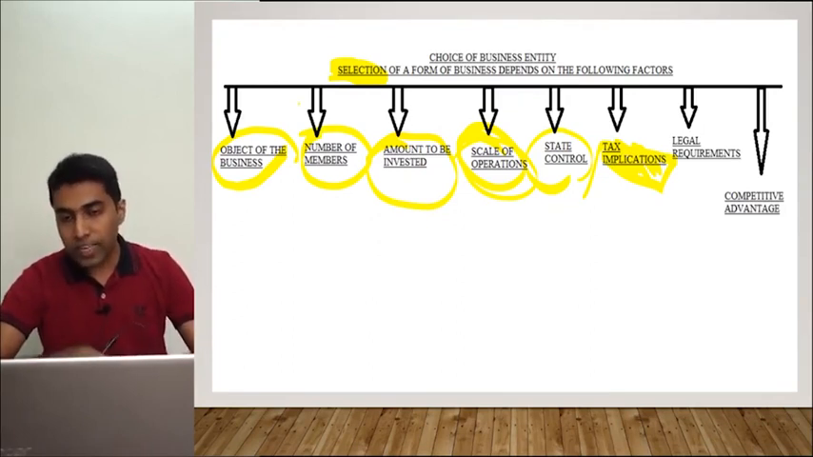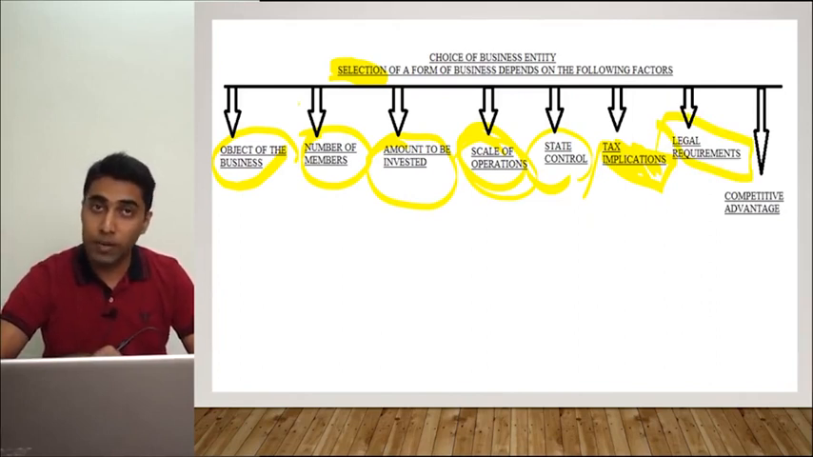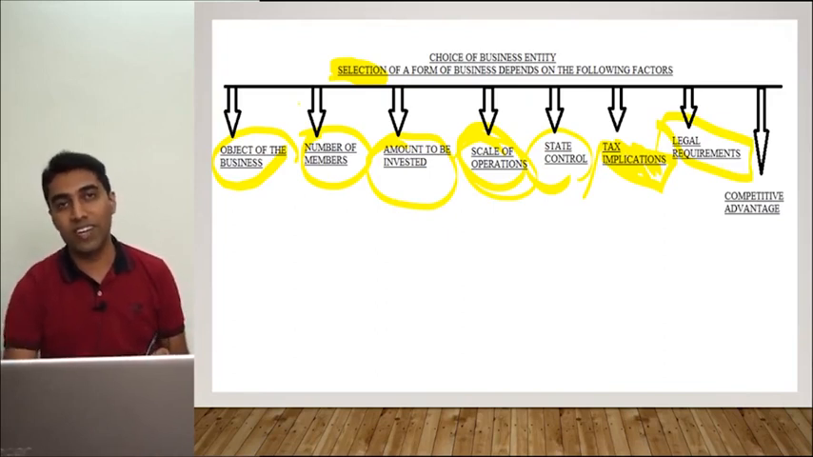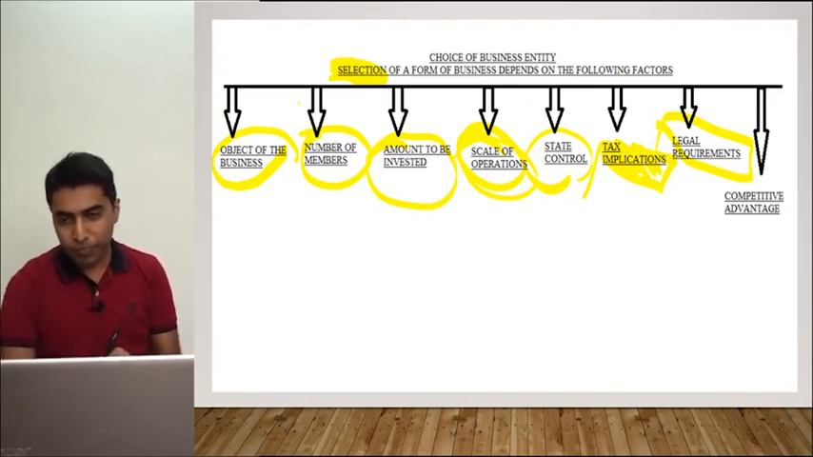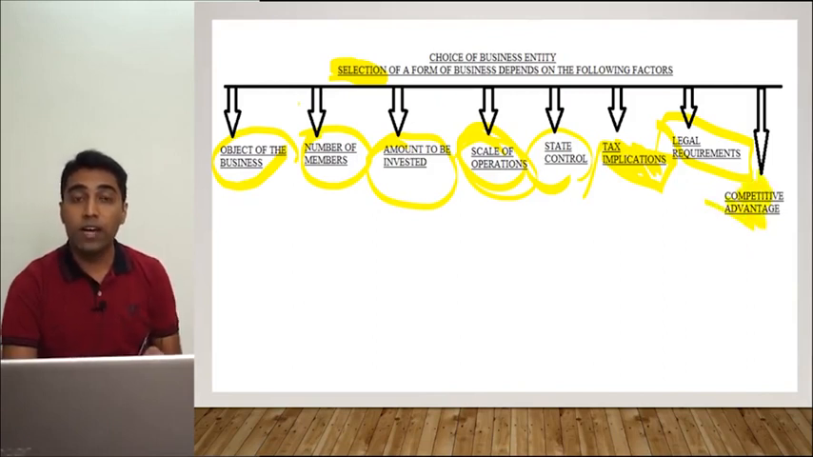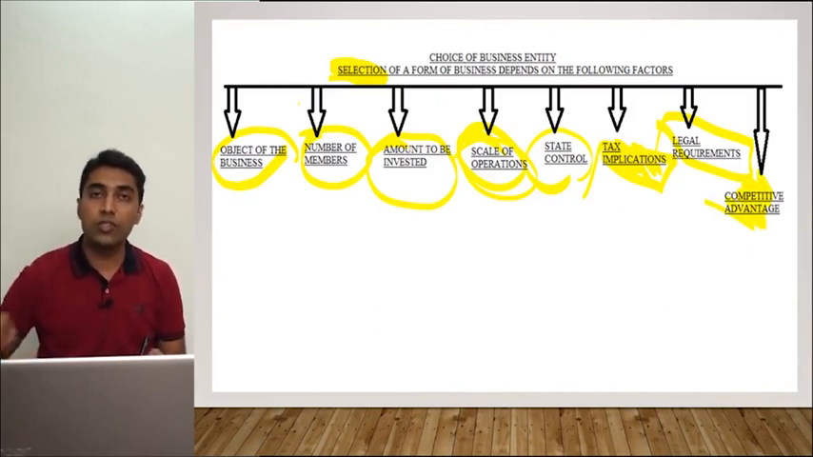Then the next point is legal requirements. Again, like I told you, if you are a public company, listed company, you have multiple legal requirements. But if you are a simple proprietorship or partnership, your documentation and legal requirement is very, very less. Then what is the competitive advantage which you are going to have compared to the other forms of business? So these are the things which you should keep in mind when you are starting a business.